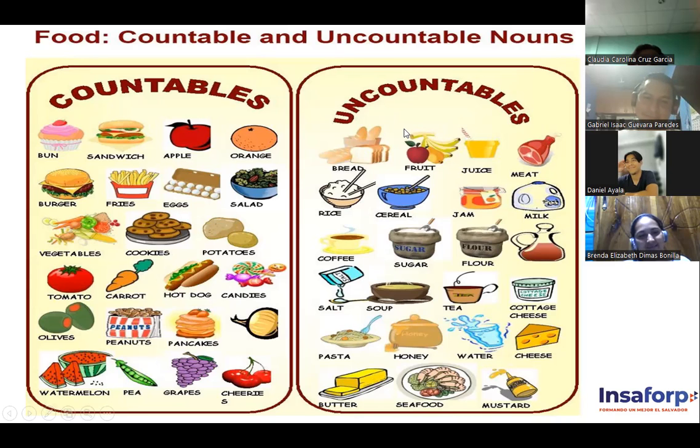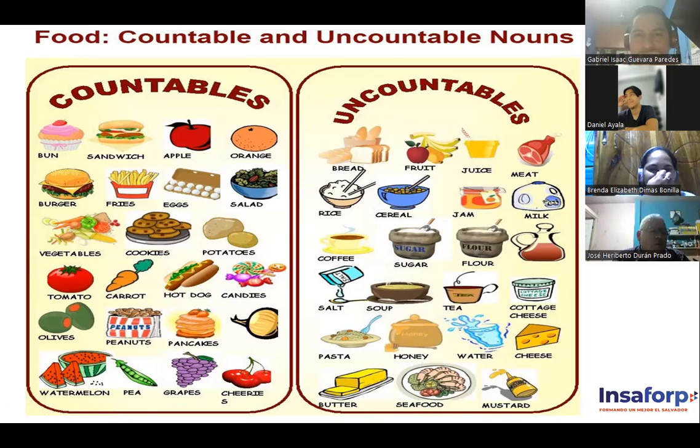But we have some uncountables now. In English, the bread is uncountable because they don't have pan francés, right? Here we can count the buns of bread, but American people just have the bread and the loaf of bread and also the slices of bread, but they are uncountable. We have fruit in general, it's uncountable. Juice, meat, rice, cereal, jam, milk, coffee, sugar, flour, oil, salt, soup, tea, cottage cheese, pasta, honey, water, cheese, butter, seafood, and mustard. So all of that are uncountables.